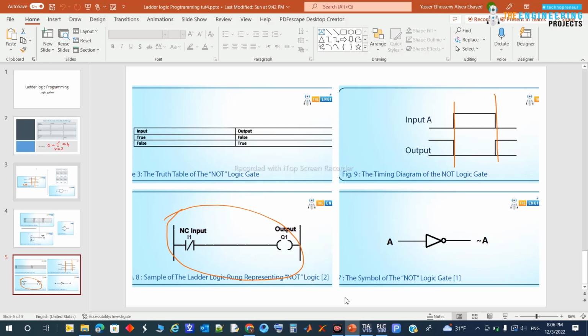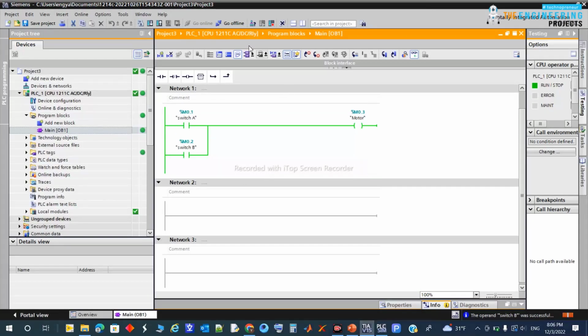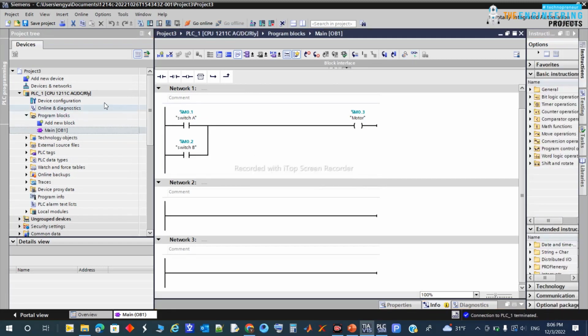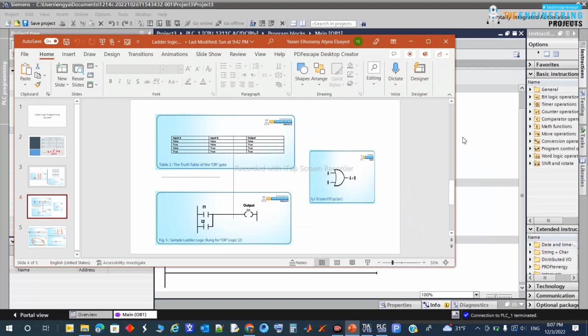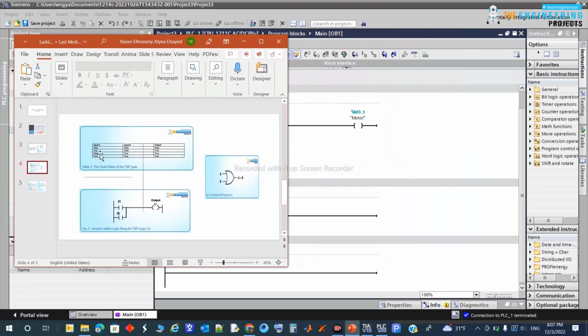So let's move to our practice. Let's start from the beginning. We go into the programming section. Here's the implementation of the OR gate. We have two contacts, contact A and contact B, both in parallel, and this is the output. From the truth table of the OR gate, I expect that if at least one of them is true, the output is true.